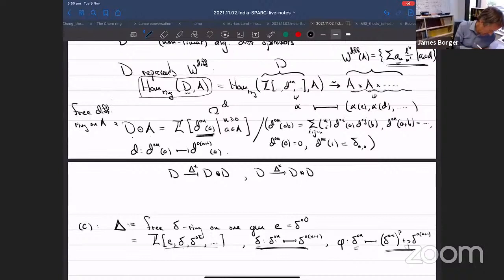Let's see. Here, this is just the normal polynomial ring on infinitely many variables. Yeah, so we're doing the left adjoint now rather than the right adjoint.